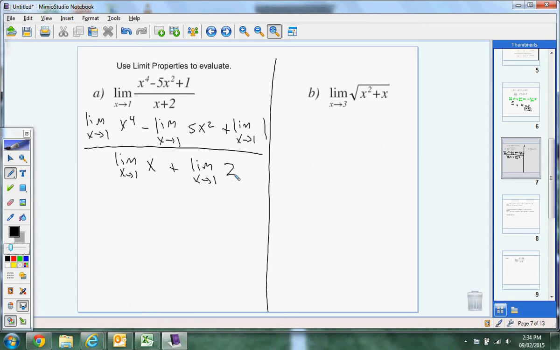Yeah, Emily? Right, yeah, if we get the 1, that will work for now, but we're still in the basic stuff, so this is going to change. Okay, so then when I evaluate that, 1 to the 4th is 1. 5 times 1 squared, so that's a minus 5, plus 1 is my top. My bottom is 1 plus 2. I get negative 3 over 3. Negative 1 is my limit of this function as it approaches 1.